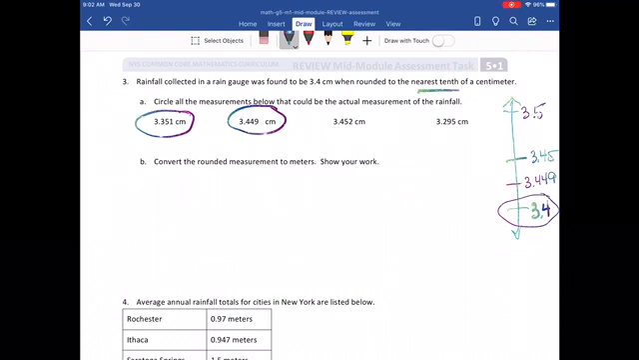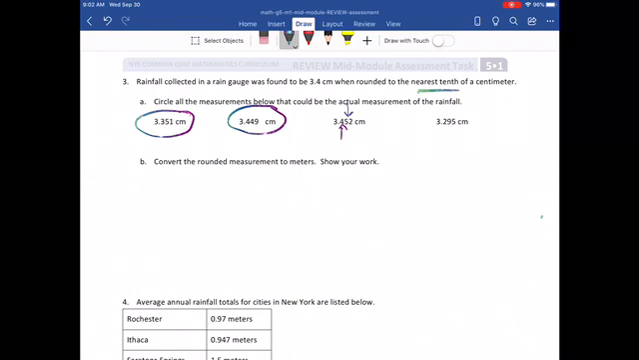So now the other two, I'm not going to use my number line. I'm just going to look at them and think about it. So my 10th here is the 4. And I have to look and say, is this 100th more than halfway between 3.4 and 3.5? Well, I know 5/2 is more than halfway, so this one is also going to round to 3.4.